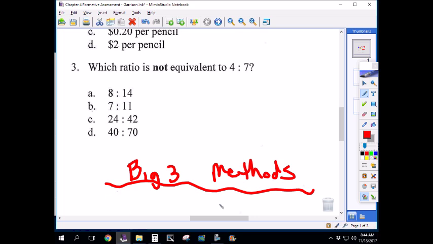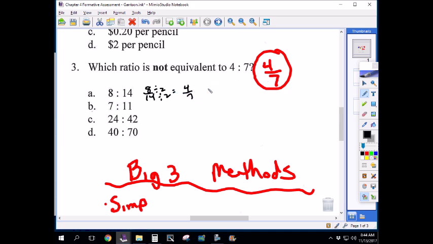You can simplify them, absolutely. So I try to simplify 4 to 7. I'm going to find out that's already in simplest form, right? So I'm going to go through here, and I'm going to go ahead and simplify all these now. So 8 over 14, I know they share a factor of 2 and a 2. That's going to give me 4 to 7. Are they the same simplified ratio? Yep. 7 to 11. Is there anything I can divide 7 and 11 by? No, they're both prime. So that one is in simplest form. So right now, that's different.